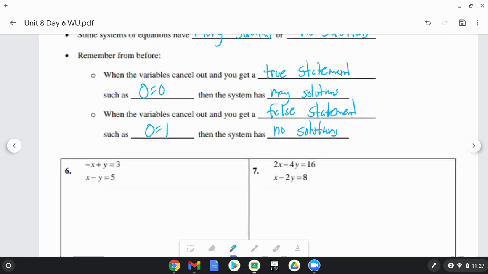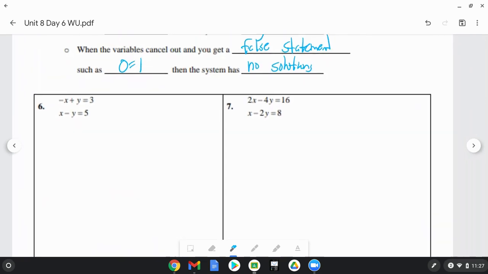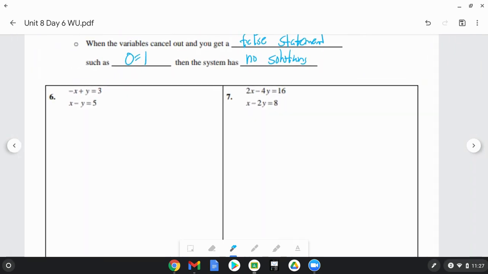So let's take a look at these first two, okay? And we'll call it a day here. So the x's and y's are the exact opposites, so they canceled out. You get 0 equals 8. So this would be no solution because that's a false statement.